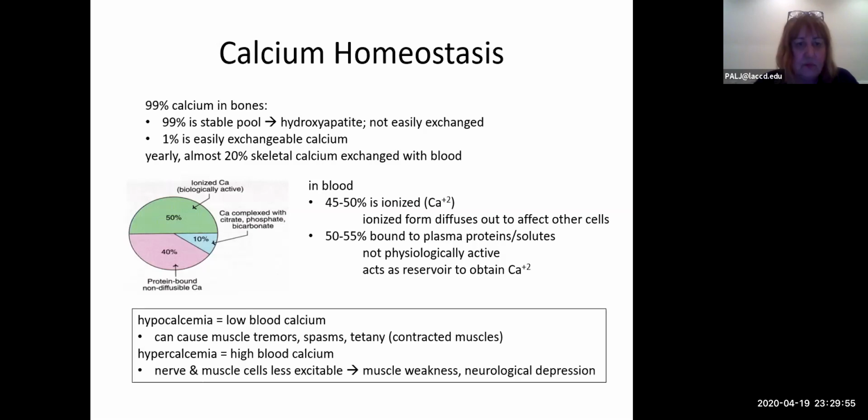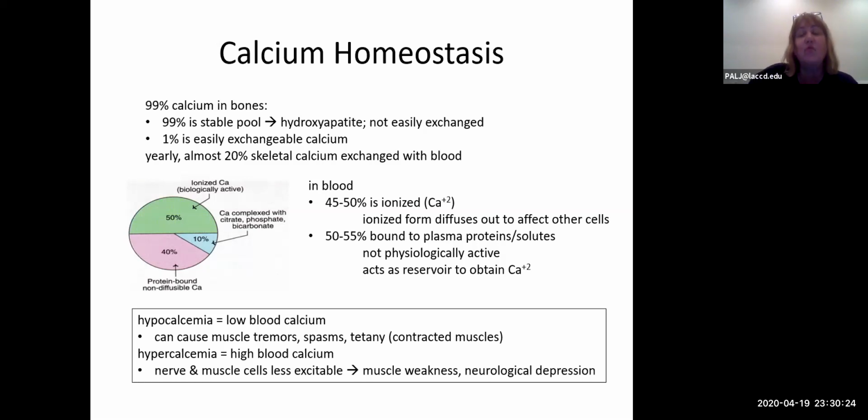Okay. So a couple of terms I need to introduce, let's talk about the suffix first. Anytime you see emia, that is telling you it's the blood concentration. It's something to do with blood. So calcemia has to do with the blood concentration of calcium. So hypocalcemia means we have low blood calcium, and hypercalcemia means we have high blood calcium levels.